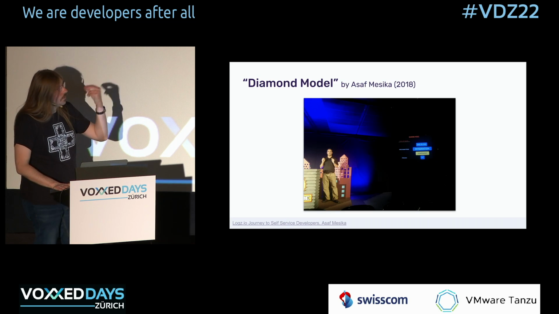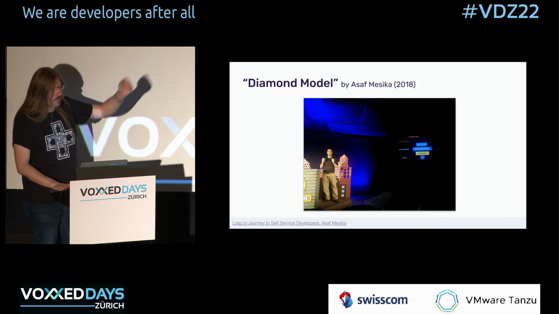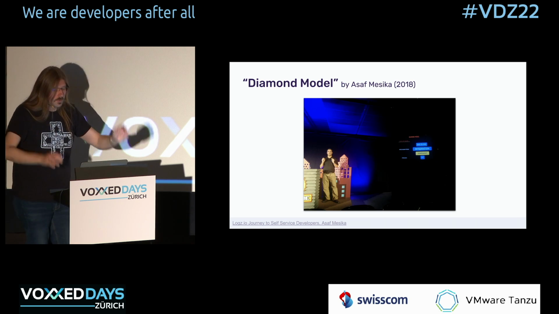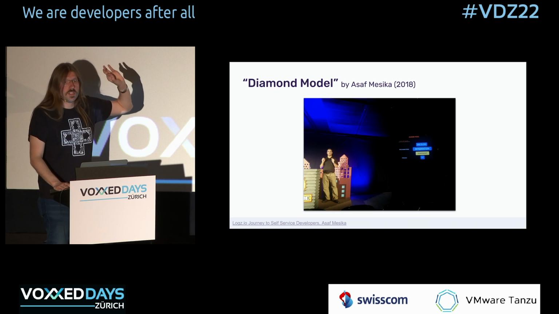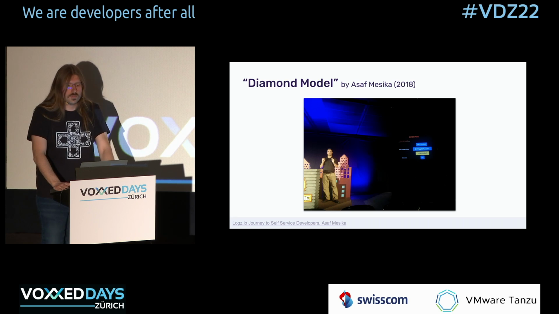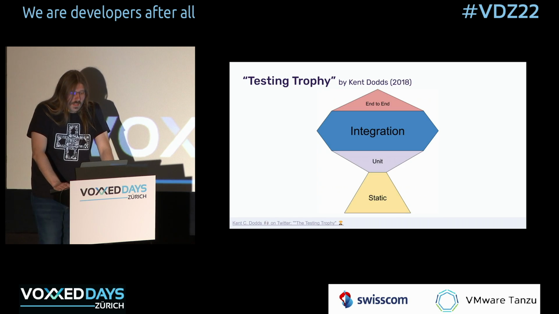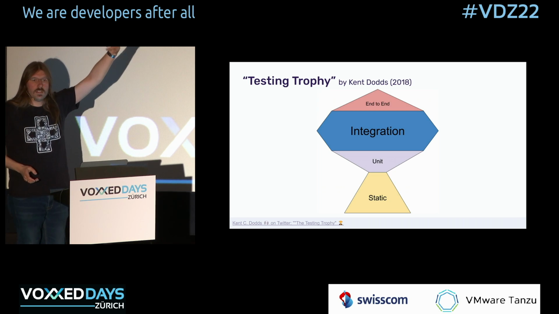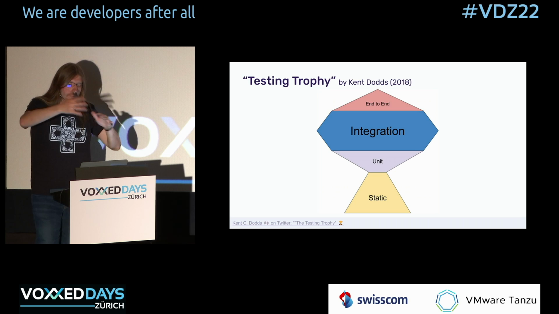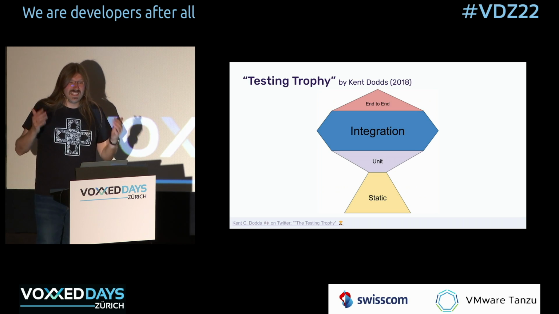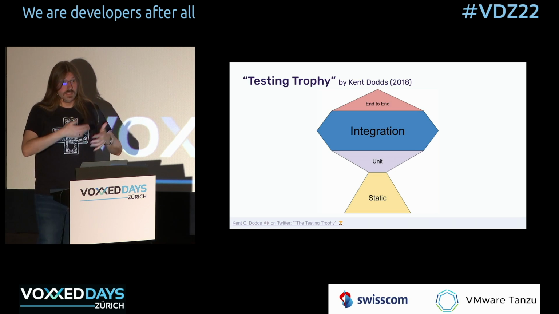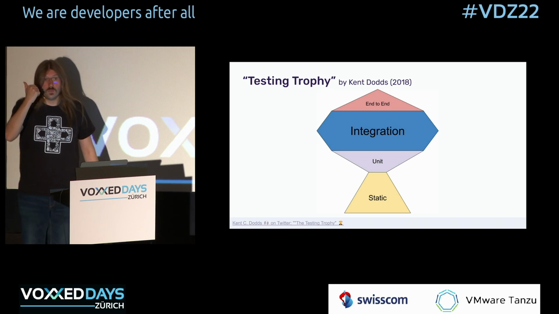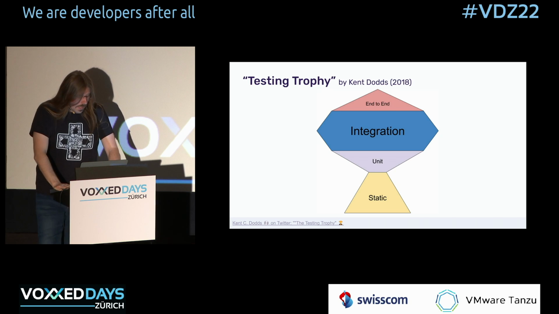And we have different iterations on this idea. This is from Asaf Mesika. He calls it the diamond model, but it's a similar concept to the honeycomb model, with a lot of integration tests being the main focus of your test suite. And from the JavaScript community, we had the idea of the testing trophy. The top looks like the honeycomb or the diamond, but it also considers the concept of static checks, like you would have in a statically typed language, for example, because they also test the code in a certain way and can find certain error classes.